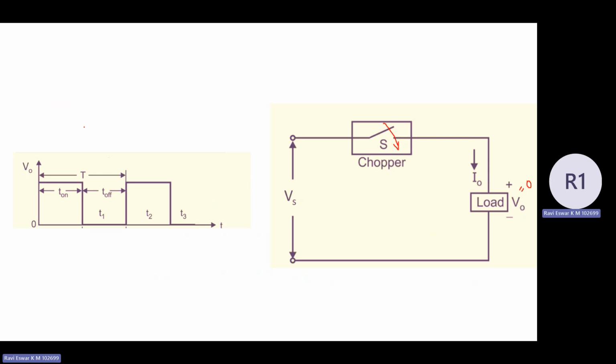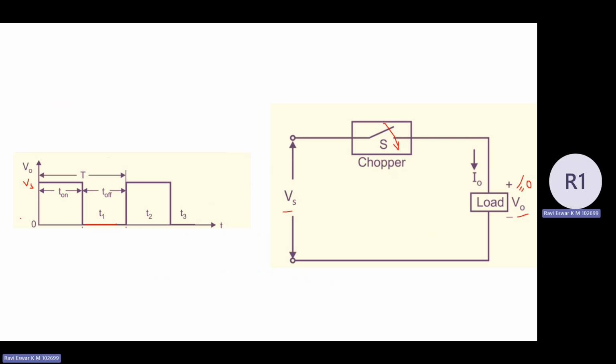So we have seen this example, right? Chopper is there. The input to the chopper is Vs. The output of the chopper is V naught, where V naught is a regulated one. How are we getting the regulated output voltage? When I turn on the switch, the output voltage is equal to Vs. When I turn off the switch, the output voltage is equal to 0.